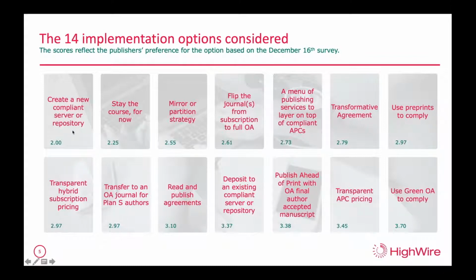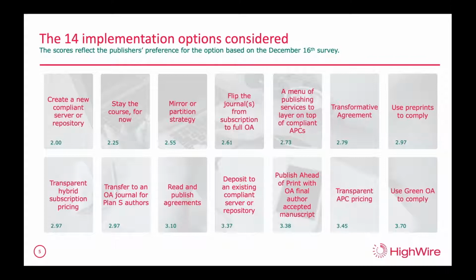So the first is, should publishers field their own compliant repository rather than relying on other repositories that are already out there? The second, stay the course, is really business as usual, means no special changes to accommodate Plan S authors or policies. The third option, the mirror option, uses the same editorial board to operate an OA only or Plan S only journal. Now, this option was specifically disallowed by the implementation group, but it had come up in our surveys prior to that.